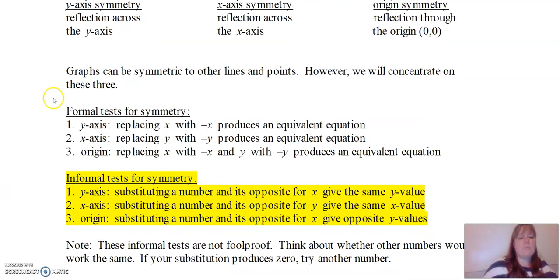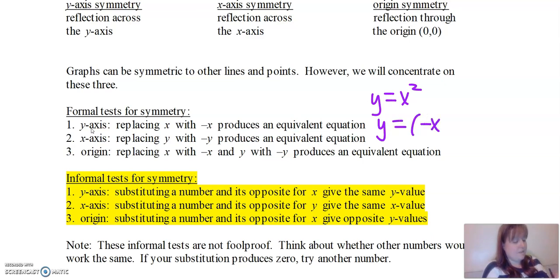Basically, if we're looking for y-axis symmetry, reflection across the y-axis, we would just take x in the function and replace it with negative x and see if it comes out the same. It should, right? So if I had y equals x squared and I replace x with negative x, what am I going to end up with? Negative x squared is still just x squared. So y equals x squared.